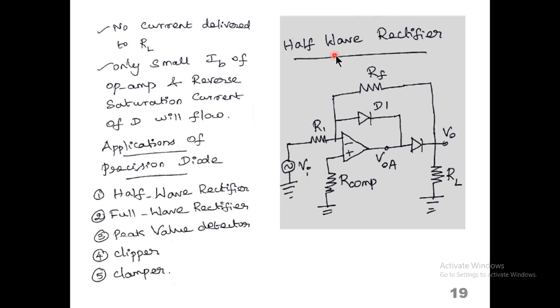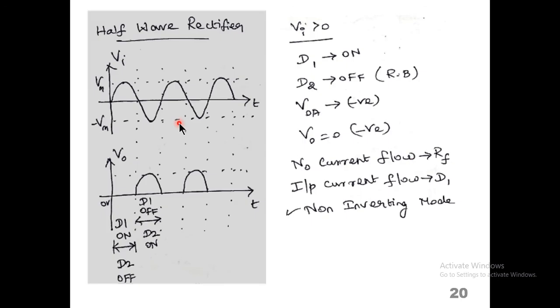Now the half-wave rectifier. This is the half-wave rectifier circuit. Two diodes are connected, diode 1 and diode 2. This is the output voltage of the half-wave rectifier using precision diodes. Here, if diode 1 is on and diode 2 is off, the output voltage is 0. If diode 1 is off and diode 2 is on, the output voltage is similar to the input voltage but in the opposite direction.